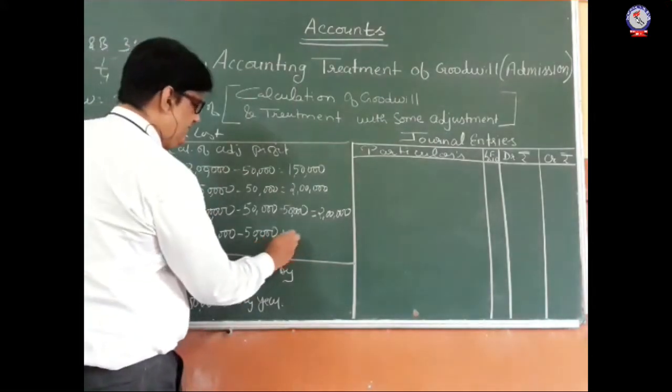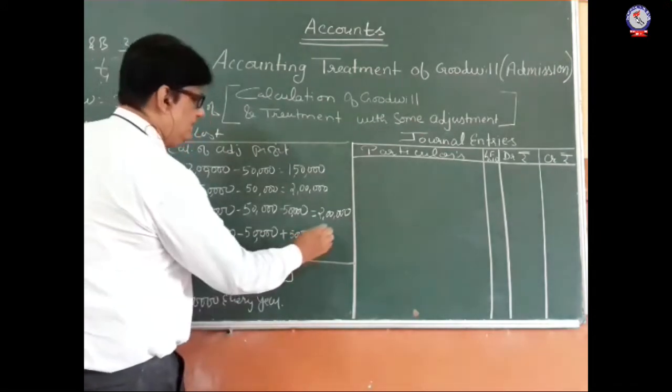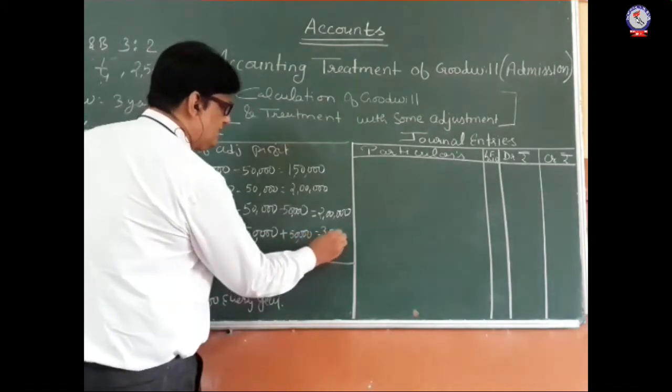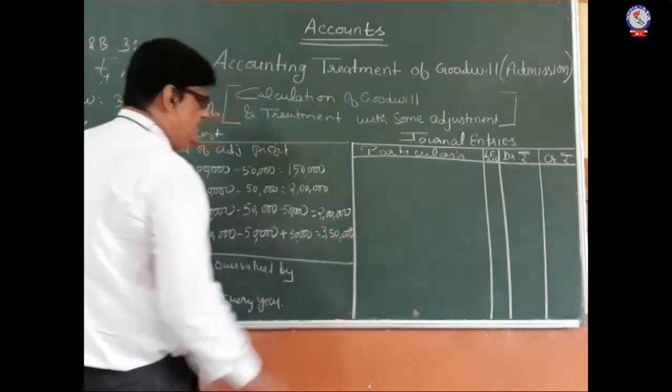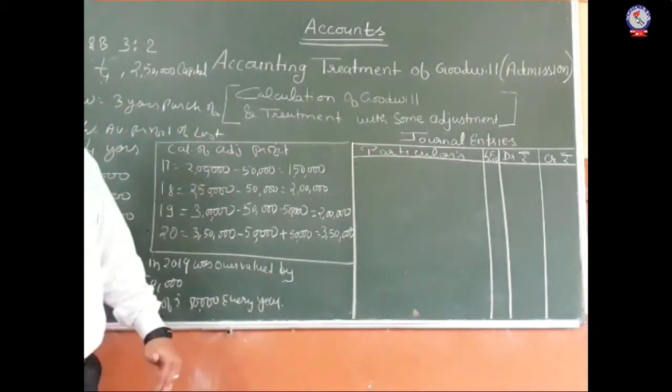So plus 50,000. So overall effect 3,50,000 is your adjusted profit. So this is the statement of adjusted profit.